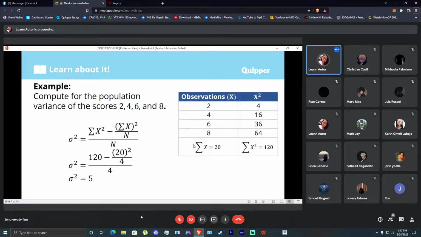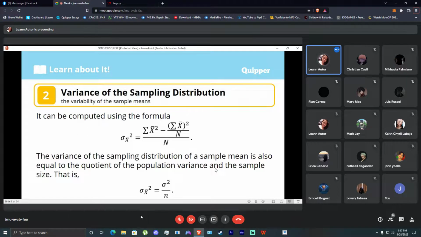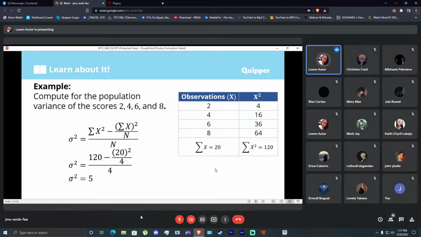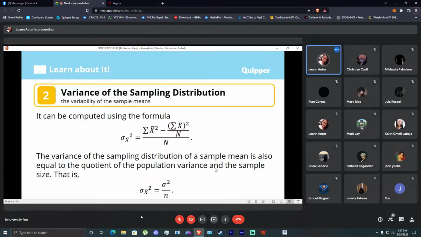Okay, so that is just an example. Later on, we'll have other examples in solving for the population variance. Okay, so next one we have here. It can be computed using this formula.